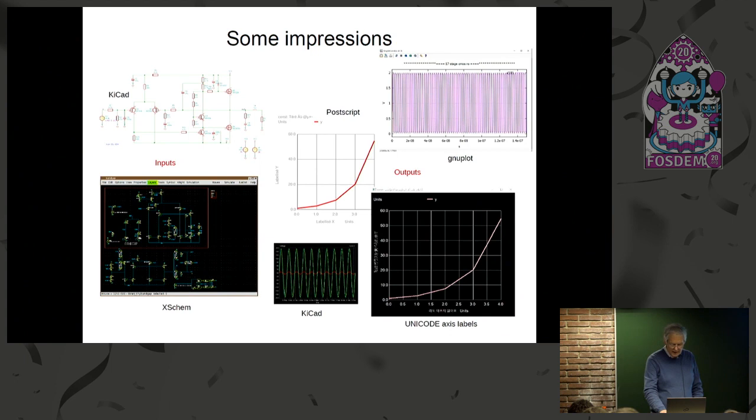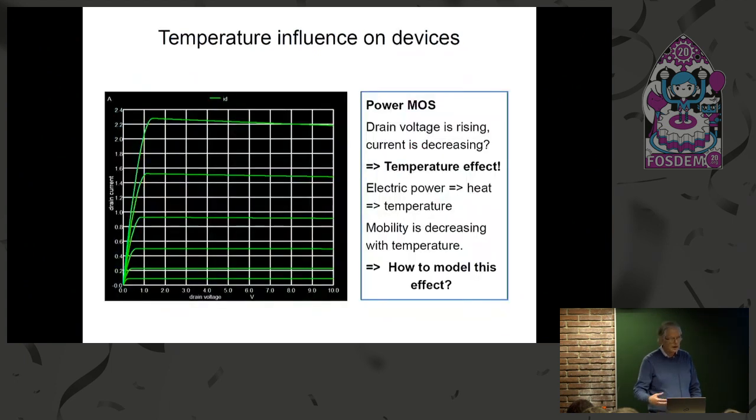Okay, so I have been saying that I want to go a little bit into one special application area. This is electrothermal simulation. If you are familiar with MOS devices, you see these output characteristics of a MOS device. X-axis is the drain voltage, Y-axis is the current. And what is happening? Well, you increase the drain voltage and the current is decreasing somehow. So this is strange, yeah? Do we have negative resistance in our MOS device? No, it's a very simple thing.